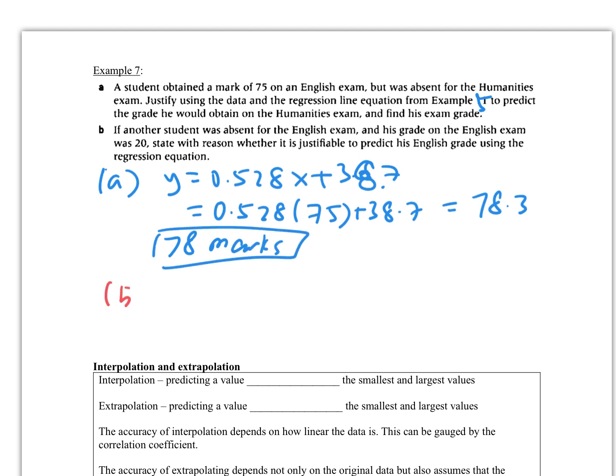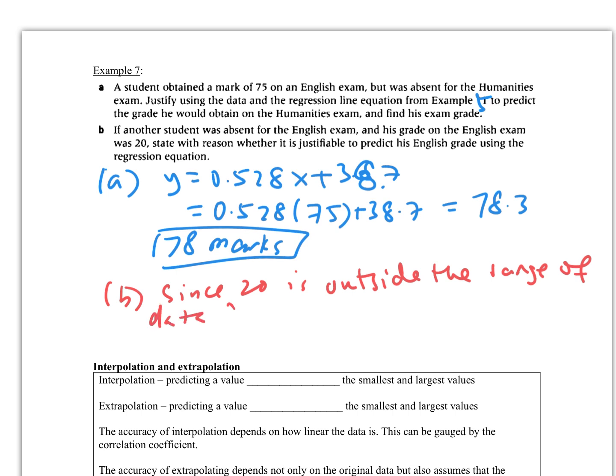Okay, and for part B, if another student was absent for the English exam and his grade on the English exam was 20, state with reason whether it's justifiable to predict his English grade using the regression equation. Since 20 is outside the range of data for the humanities exam, because I think y is between 42 and 100, it would not be reliable.